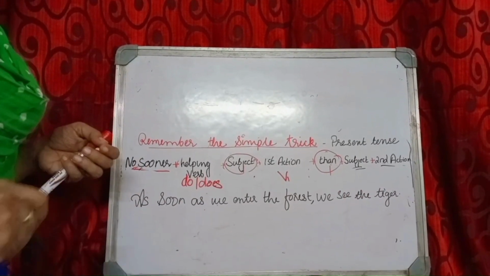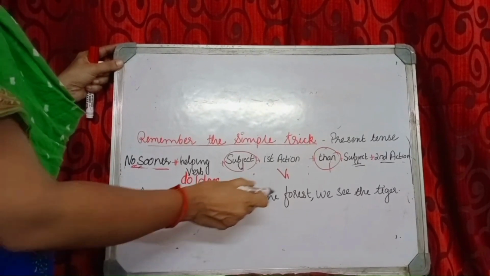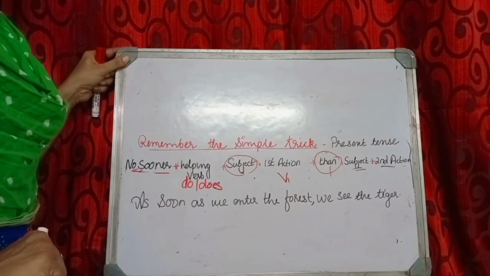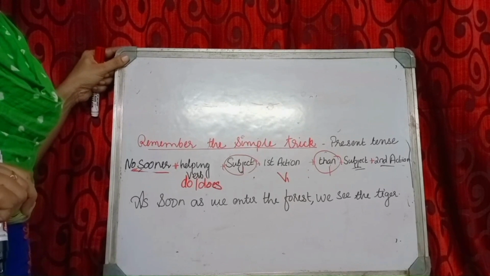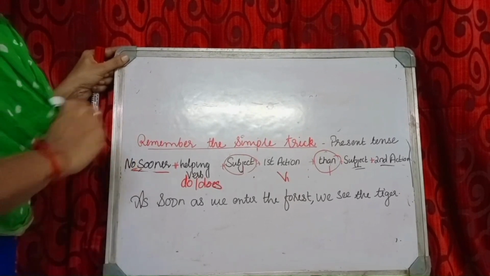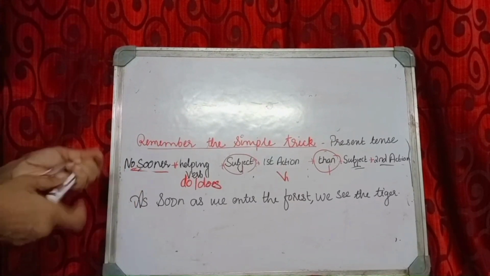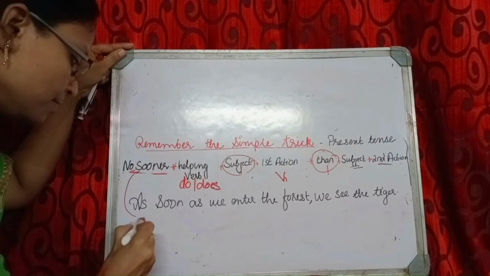Let's see one more example, children. I have written the question: as soon as we enter the forest, we see the tiger. You can pause the video and try to solve by yourself. Now see the answer. Now I am writing this, applying this simple trick. No sooner.